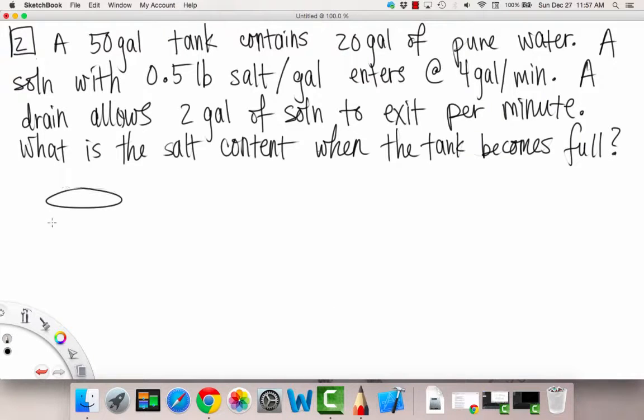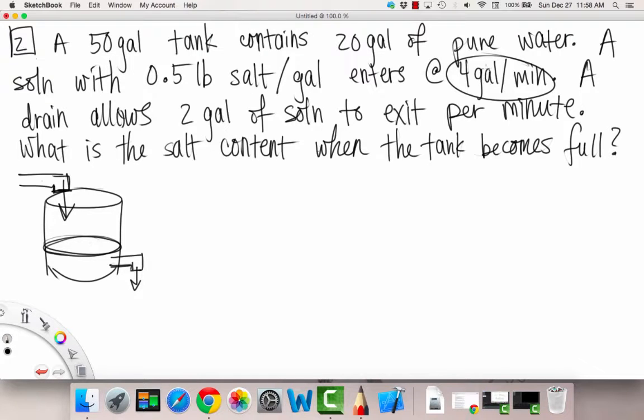So here's a picture of what's going on. We have our tank, a 50-gallon tank, and right now we have 20 gallons in it to start with. And then we have some solution entering, this 0.5 pounds of salt per gallon solution, and we have some solution exiting as well. But we have more entering than exiting at any given point, because our volume rate of entering is 4 gallons per minute, whereas the exiting solution is only 2 gallons per minute. So that means that our volume is going to increase steadily until we get to the top.